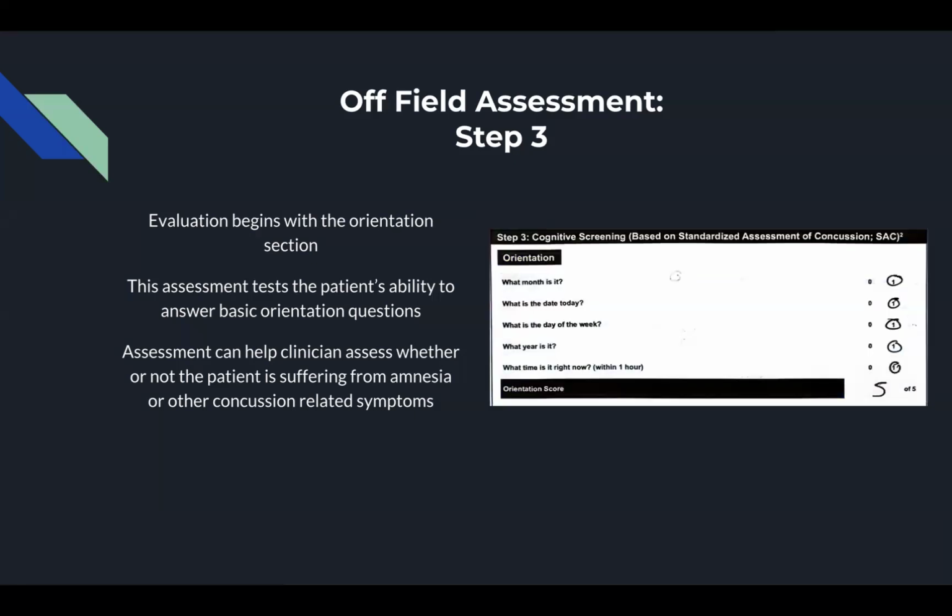As you can see with our patient, we asked them what month it was and they responded correctly. We asked them what day it was and they responded correctly. What day of the week? They answered correctly. What year it was? They answered correctly. And also what time it was. They answered within the hour, so they got a 1 for that too. And the overall score would be a 5 out of 5.